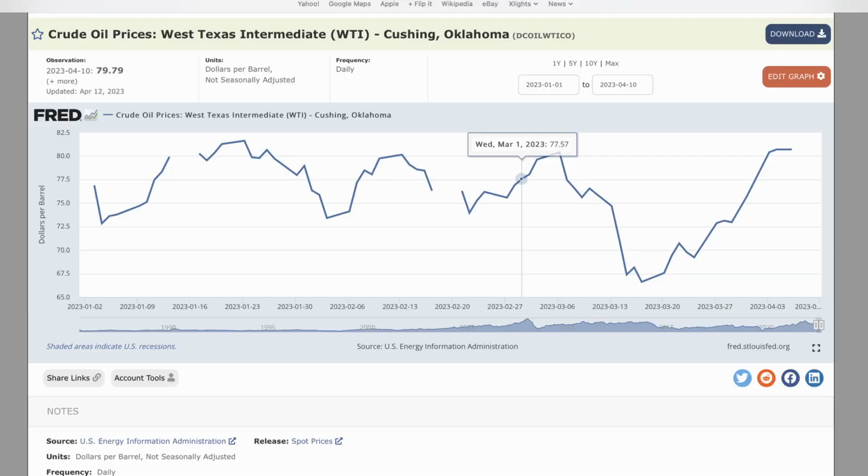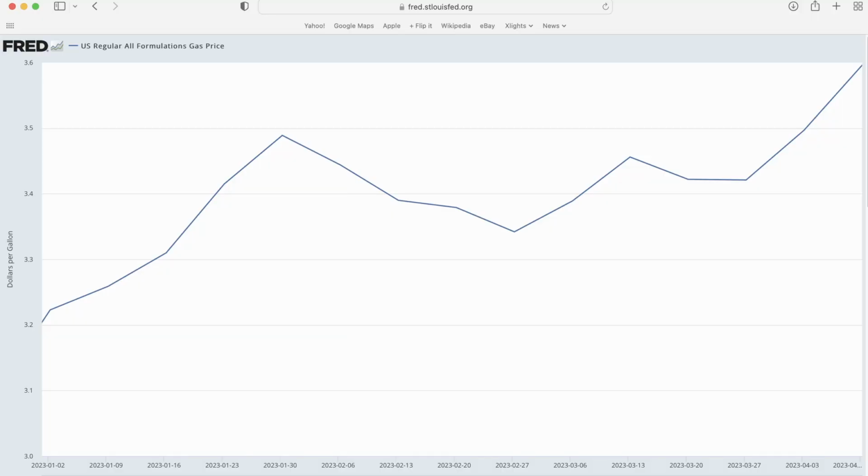Before I sign off, let me talk about inflation from the month of March. Inflation came in at 5%, so 5% year over year from last year, March 2022. Now the problem with that is, while inflation did come down, let's look at oil prices. Oil prices were down for the month. Oil prices were down in the low 70s, and that also resulted in gas prices going down.